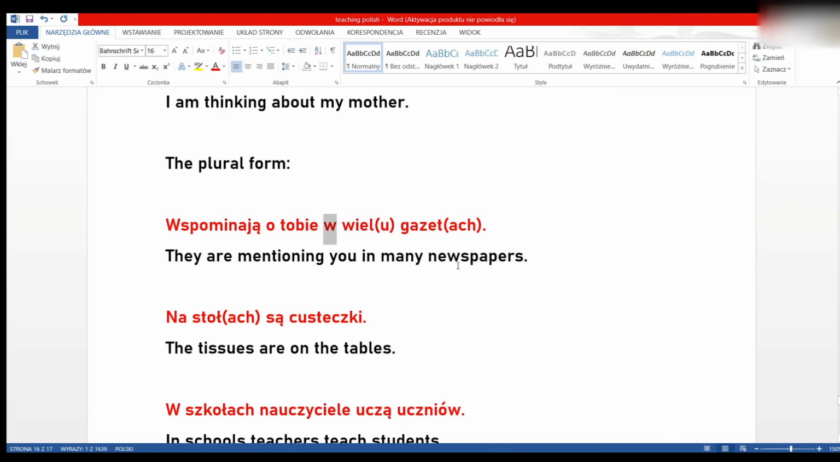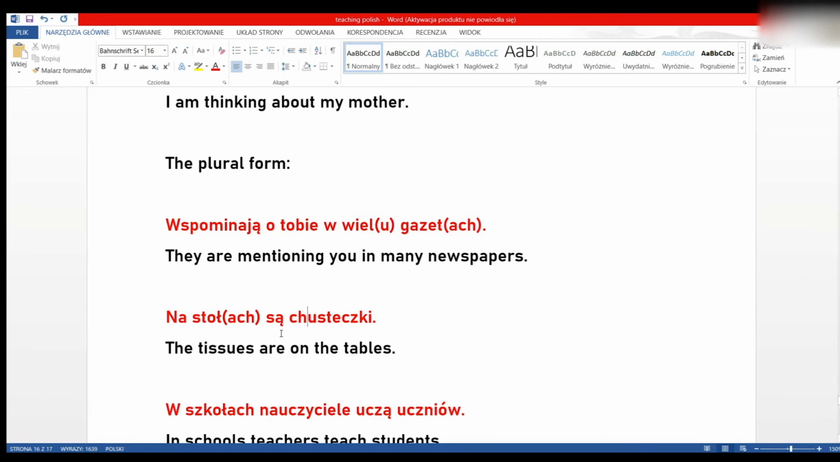So, they are mentioning you in the newspapers. W gazetach. Let's just forget about the word wielu, which comes from the word wiele, which means many. So, gazeta becomes gazetach, because it is in plural. Now we're going to add an adjective. Wielu, wiele. It's a neutral, so we said neutrals, we remove the e at the end and we put u. Simple as that.